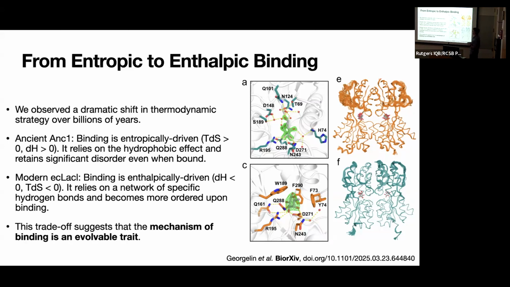What we see is exactly what we would not hope to see, but what we would expect to see based on the ITC. So if you look at BMDG bound in the active site of E. coli LAC-I, there's a whole lot of ordered water molecules, a lot of hydrogen bonds.